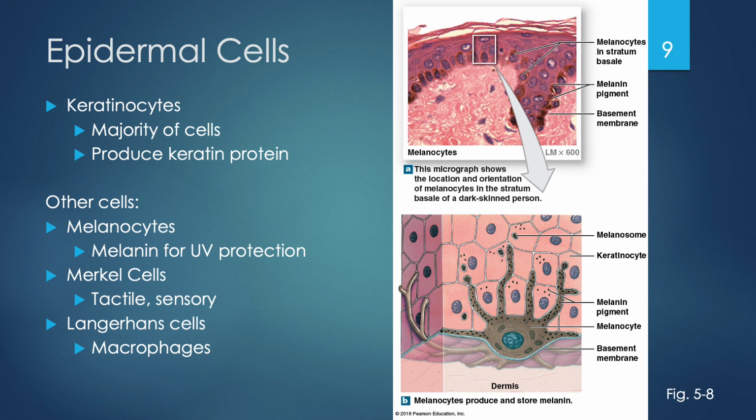There are also Merkel cells, which are tactile and sensory nerve endings that are present. And there are also Langerhans cells, which are part of the immune system, and they work as macrophages to help clean up any debris or infectious organisms, things like that.